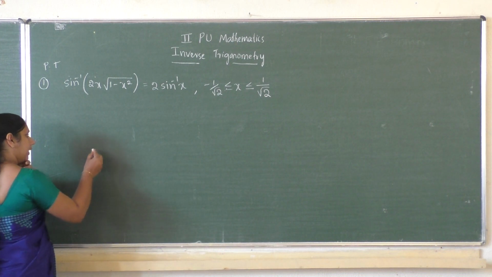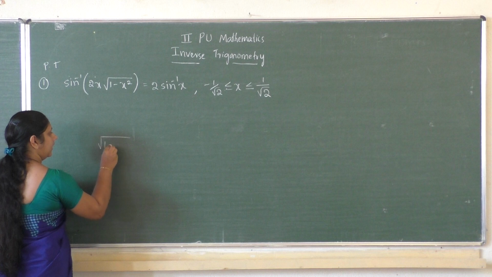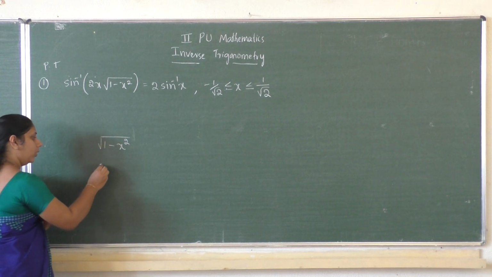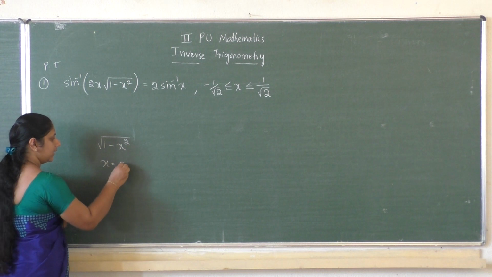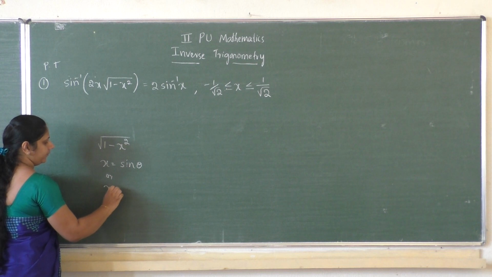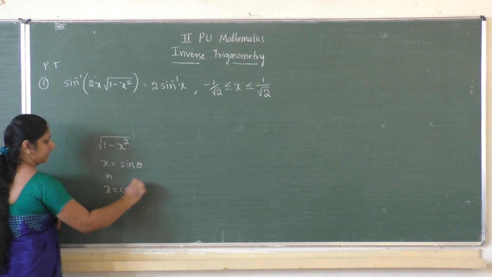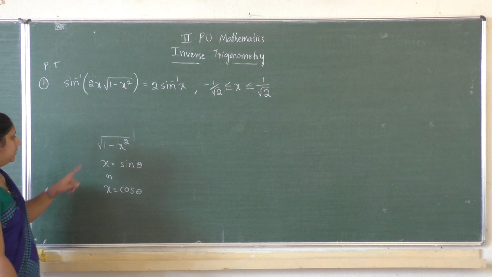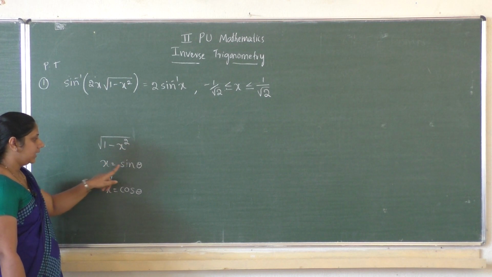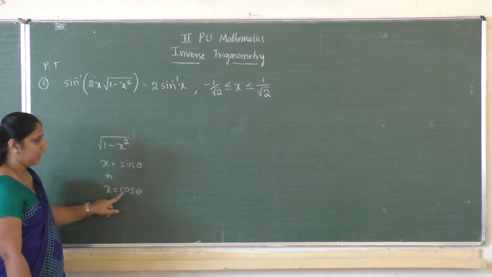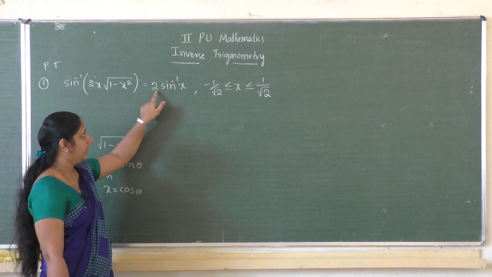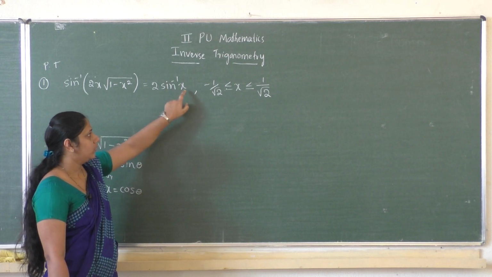See, if we have the term like 1 minus x square, we have to take either x equal to sin theta or x equal to cos theta. If we have the term root of 1 minus x square, we have to take either x equal to sin theta or x equal to cos theta. But see the answer on the right hand side, we have to get 2 sin inverse x.